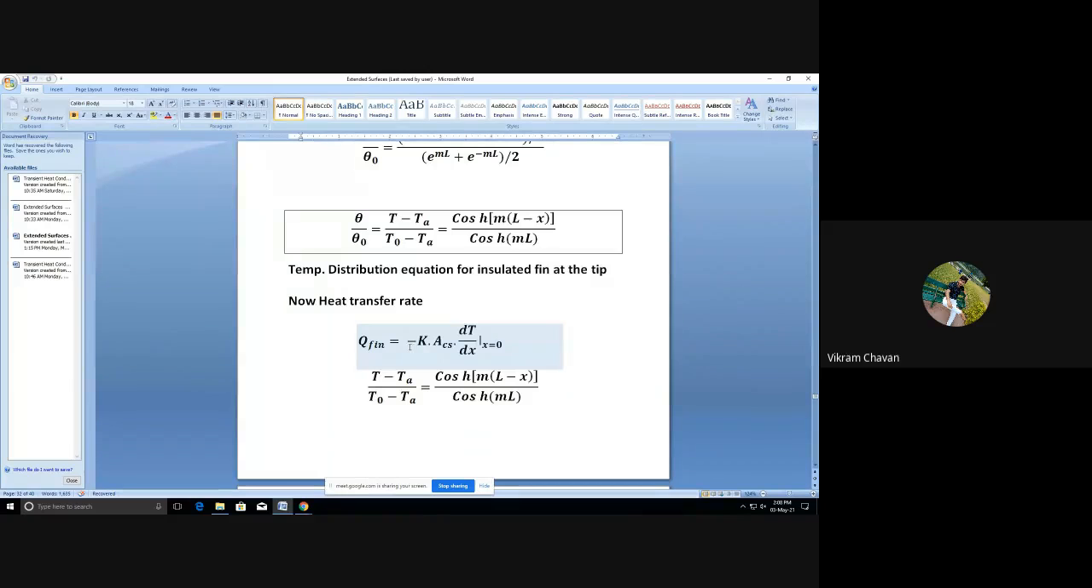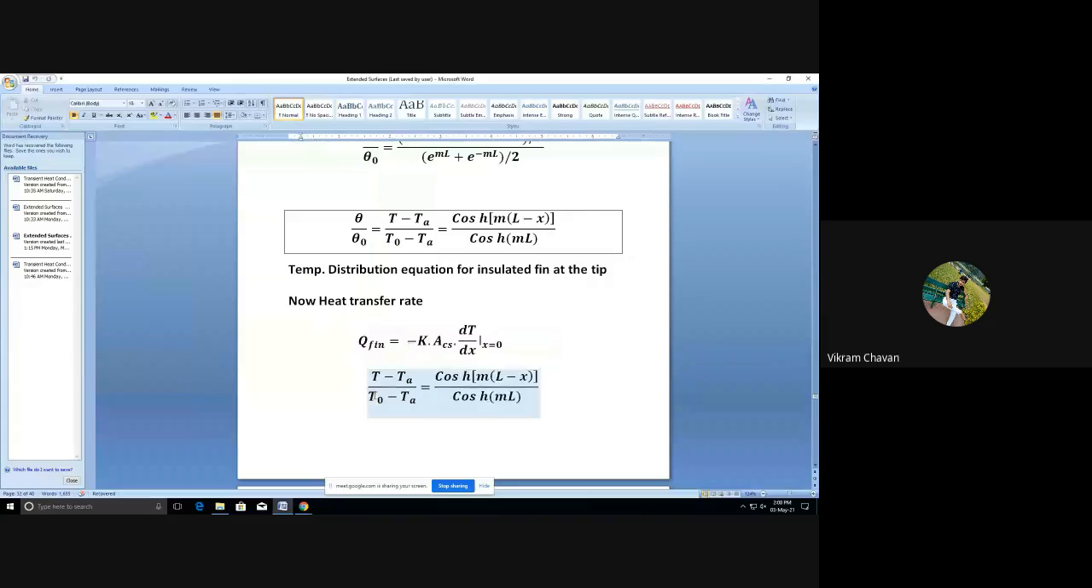Okay, so in the last lecture, we discussed the insulated fin at the tip. The fin is insulated at the tip. So we started a discussion on that condition, and we concluded in the last lecture with the temperature distribution equation.